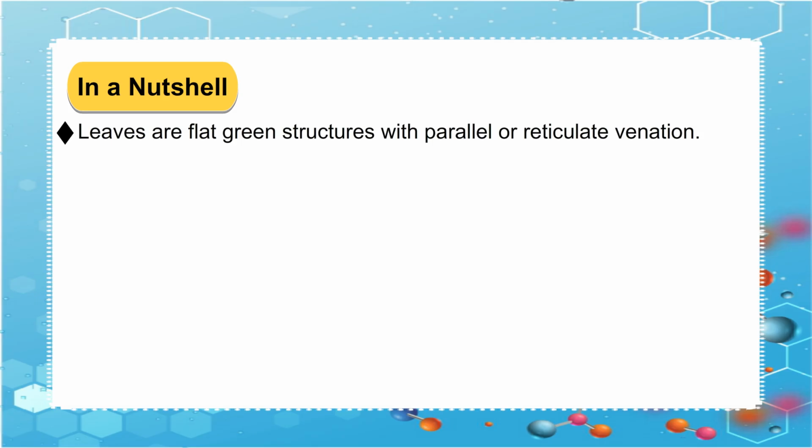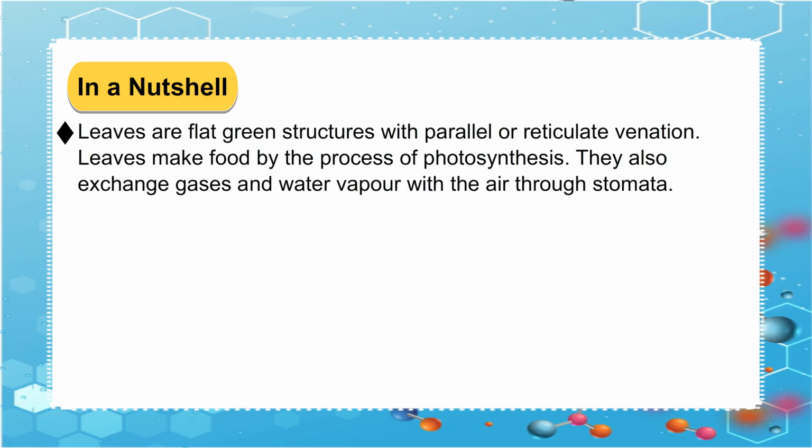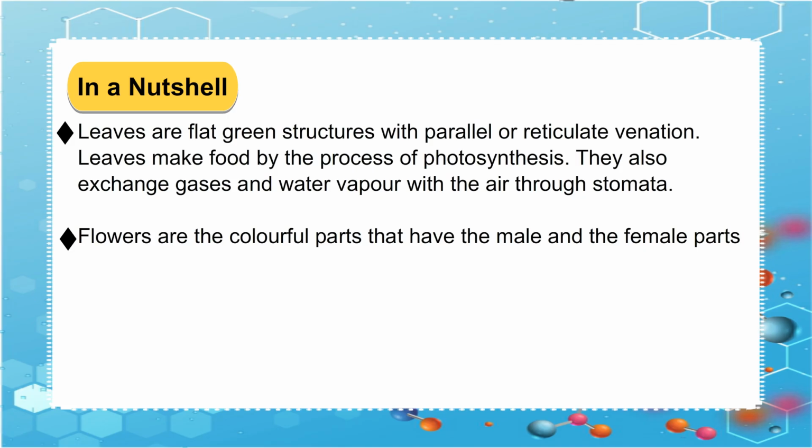Leaves are flat green structures with parallel or reticulate venation. Leaves make food by the process of photosynthesis. They also exchange gases and water vapor with the air through stomata. Flowers are the colorful parts that have the male and the female parts of the plant.